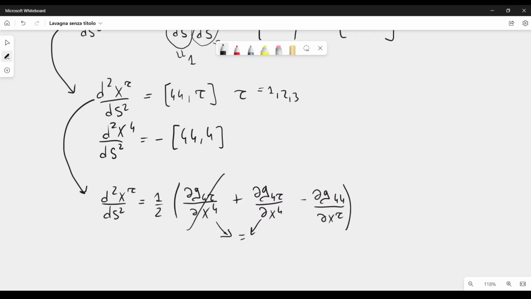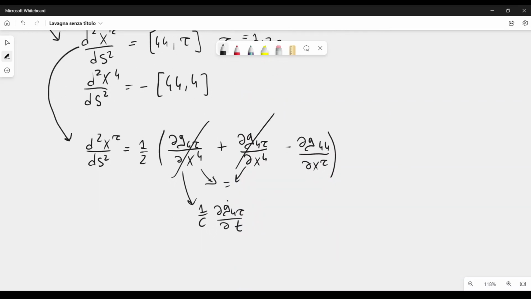Now we will neglect these two terms by assuming that the field is quasi-static. Why can I do that? Well, because this term can be written as 1 over c dg for tau with respect to dt, and we will assume that the speed of light that appears in the denominator here is much larger than the derivative of this field.